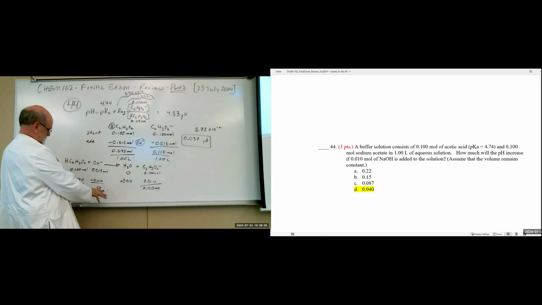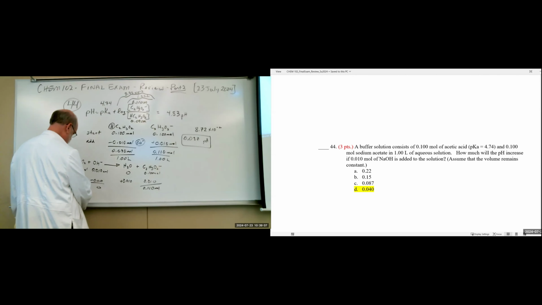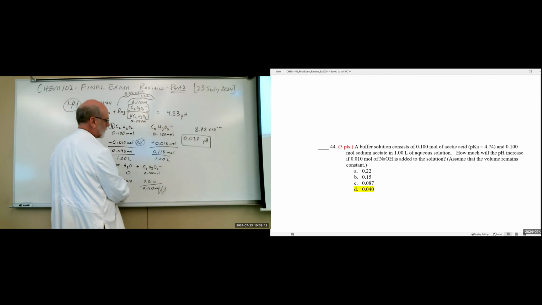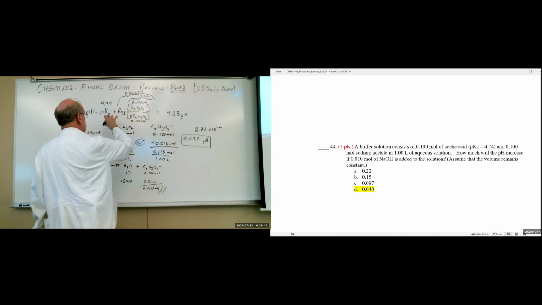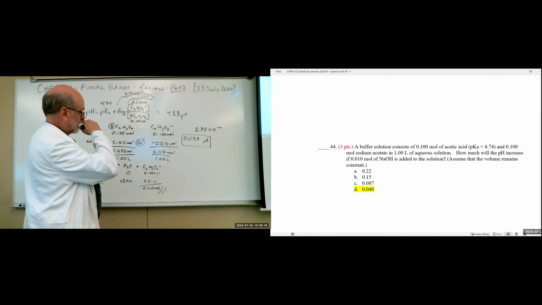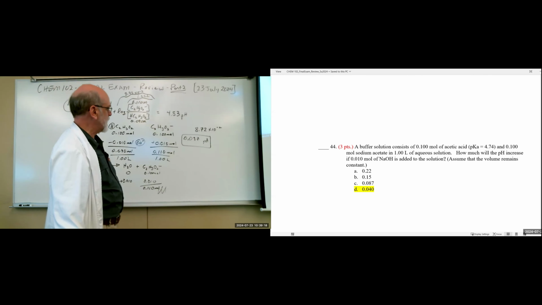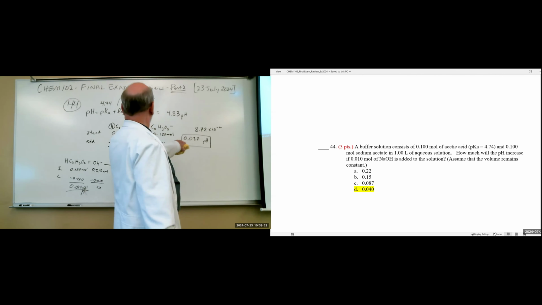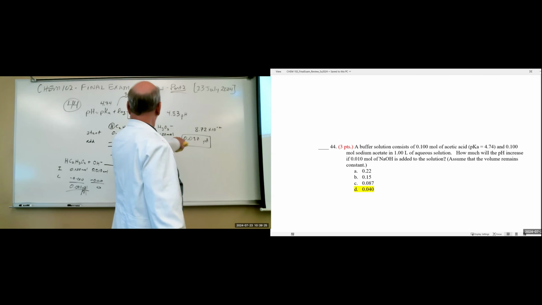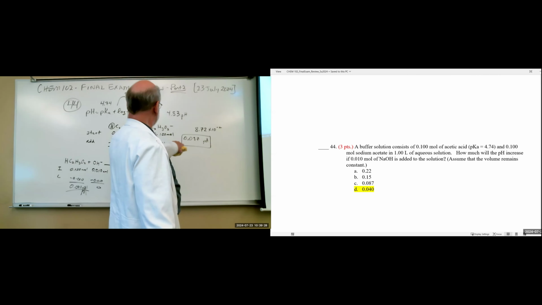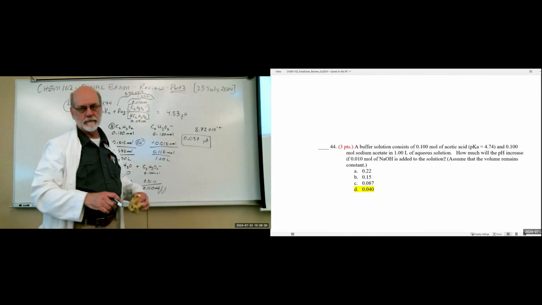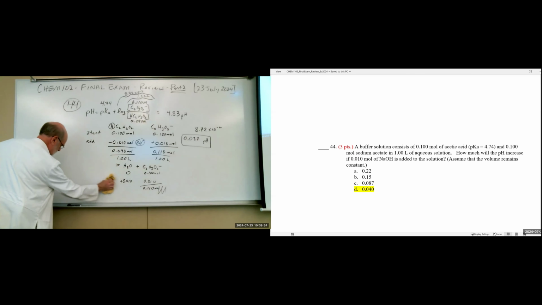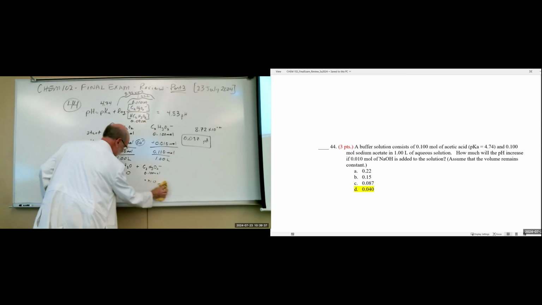But the way it is, we would use this value. This would be molarity because it's 1 liter total. They go into this expression, and the pH changes by 0.087. Okay, they're wrong. That's my answer, and I'm sticking to it.